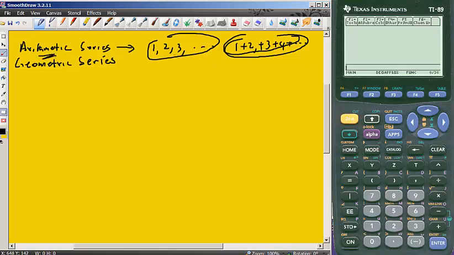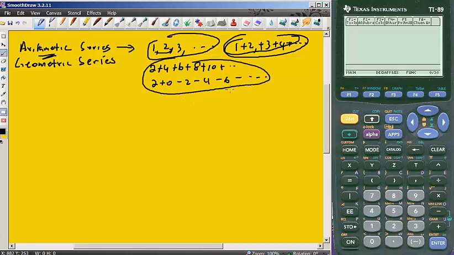Of course, an arithmetic series is one where you have the same difference. So for example, you can have 2 plus 4 plus 6 plus 8 plus 10. So we're adding 2 each time. Or we can subtract 2. You can have 2 plus 0 minus 2 minus 4 minus 6 minus dot dot dot. So this is known as an arithmetic series because we're adding or subtracting to get the next term, and we're adding all the terms together.